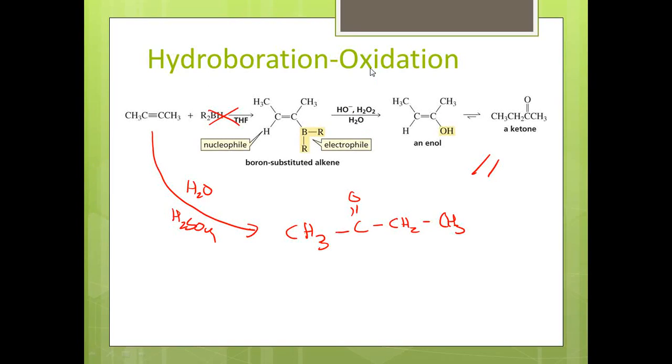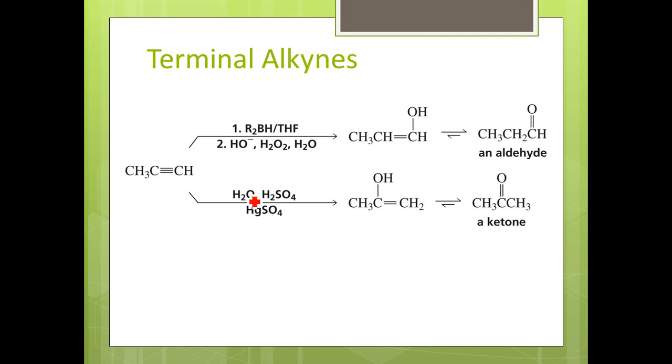So we're only going to use the R2BH.THF and the aqueous OH and hydrogen peroxide with a terminal alkyne. So we're only using special cases with terminal alkynes. We have one terminal alkyne that we're going to use the mercury. Think of it as more of a catalyst, because the top conditions are the same as any time. We just have to use the mercury sulfate as a catalyst. And we're going to actually make an enol that's going to have the H on the side with the most H's. So we're always going to get a ketone.